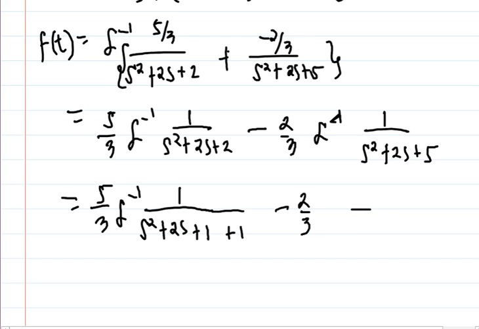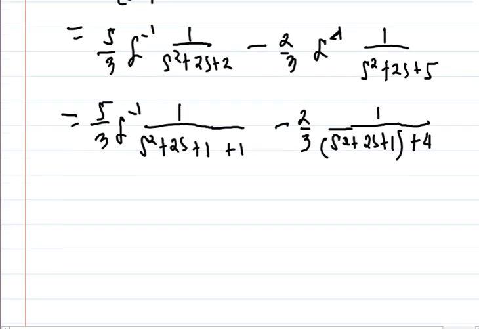So s squared plus 2s plus 1, and since 5 is equal to 1 plus 4, the constant is 1 on top. So we need to break down our equation, since we see no resemblance to our given Laplace transform table. So we have to break down this one.